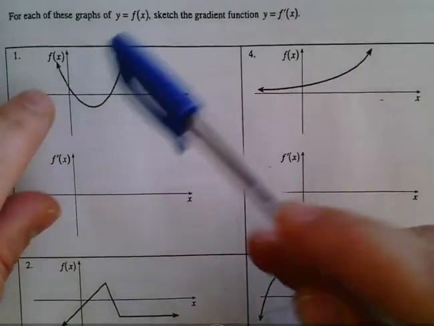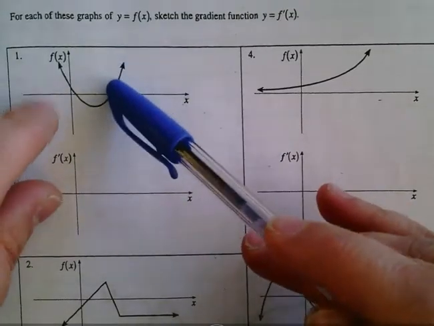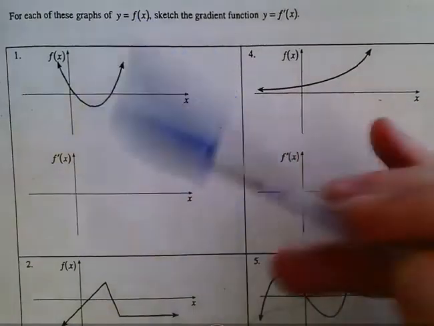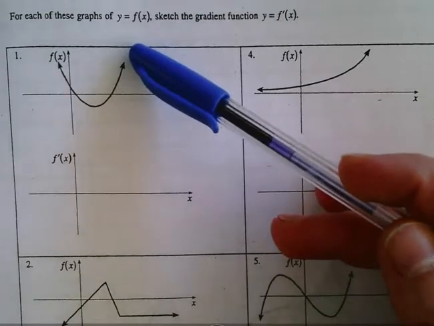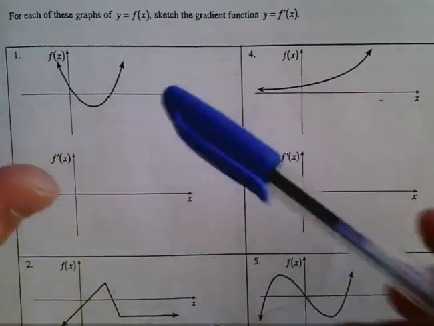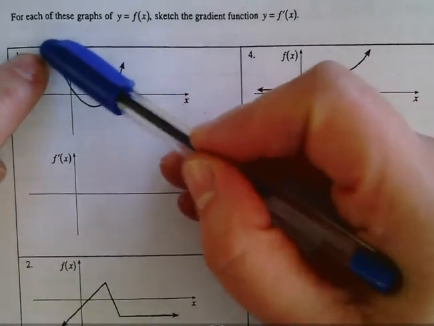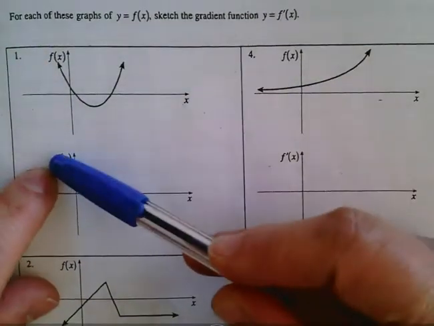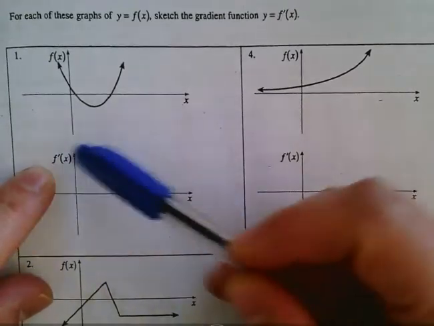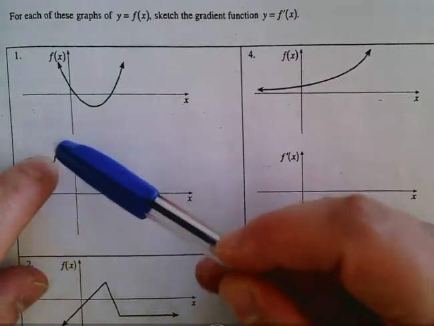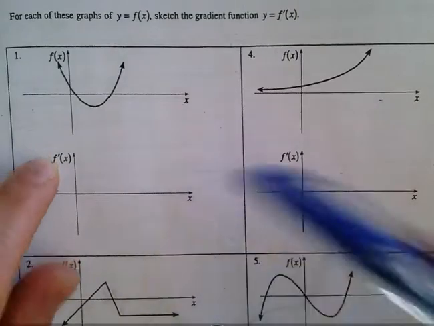We're given the graph of a function. We don't know what the function is, but you could imagine this is like a y equals x squared type of graph. It's obviously off center. And we're going to sketch the gradient function. Now look here, that says function of x, whereas this axis, the vertical axis now is f dashed x, which is the gradient, and this is x.